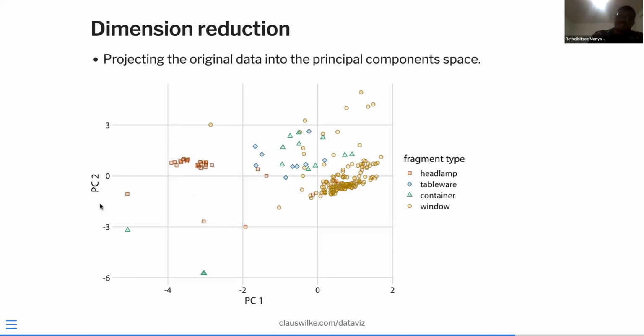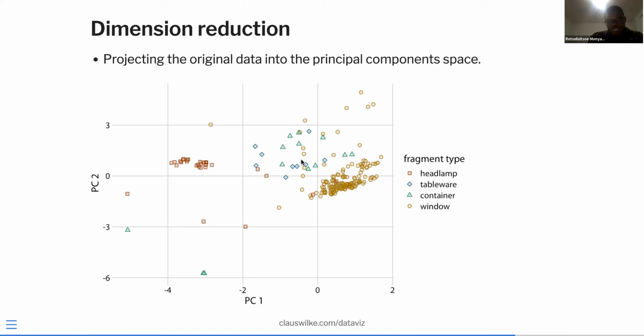And then the second part is that we are now projecting the original data onto the principal component space. So we still have the two components on our axes. Generally, it's not just the two components, but a huge chunk of the variation tends to be in the first two or three components. So you can see here, we're projecting the original data onto the component space.